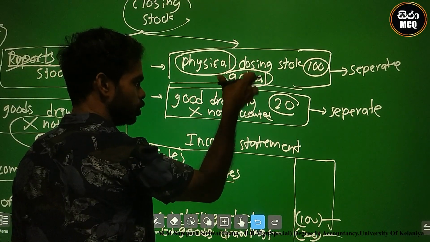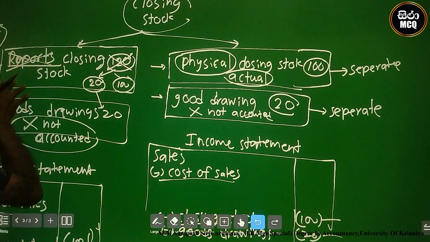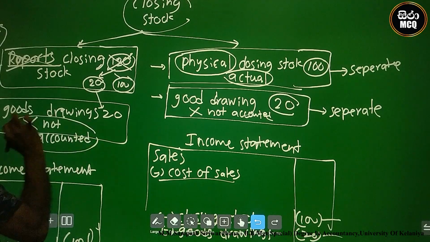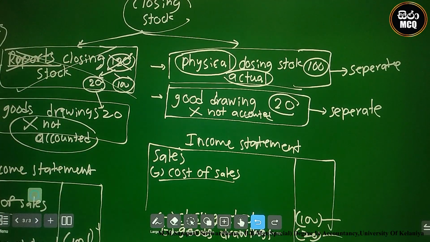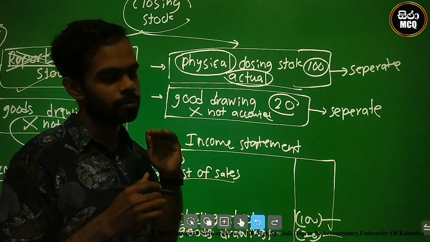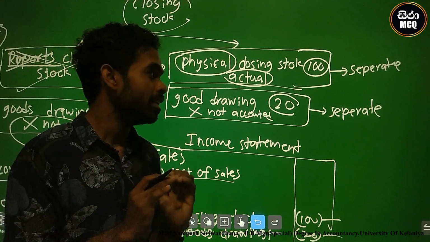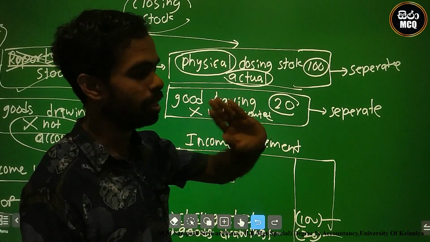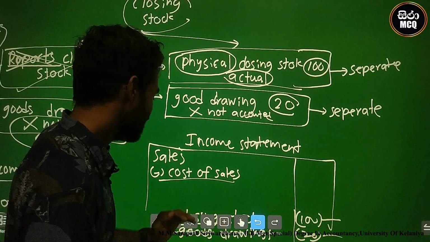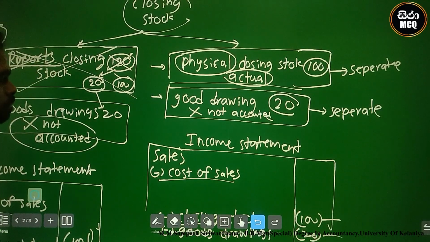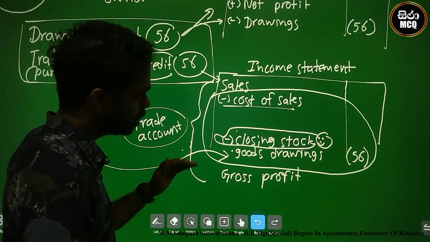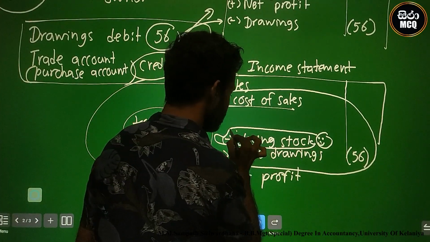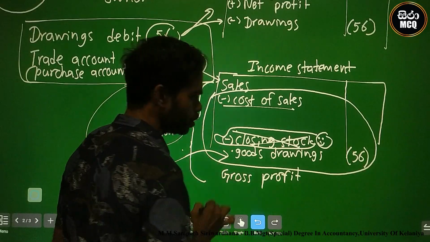The physical one is actual, but the reported closing stock is not correct. Drawings are okay; the one that is not correct is the computer stock. The physical stock has no impact on other accounts. Why? The physical stock is actually accounted for. In that case, we can clearly go to the goods drawings. Closing stock is a physical one. There is no impact to goods drawings.